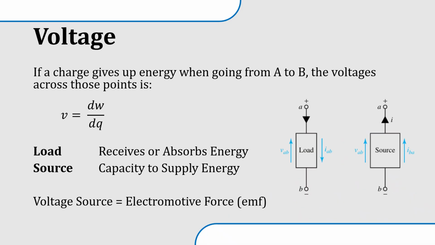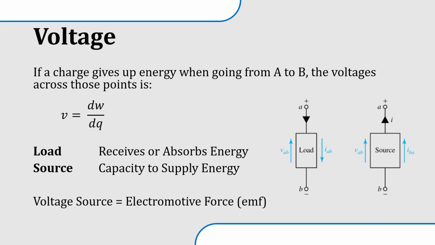So if a charge gives up energy when going from point A to point B, then the voltage across those points is defined as the work per unit charge. The load receives or absorbs energy because a positive charge goes in the direction of the current arrow from higher to lower potential, while the source has the capability of supplying energy. The images indicated point A being at a higher potential than point B.